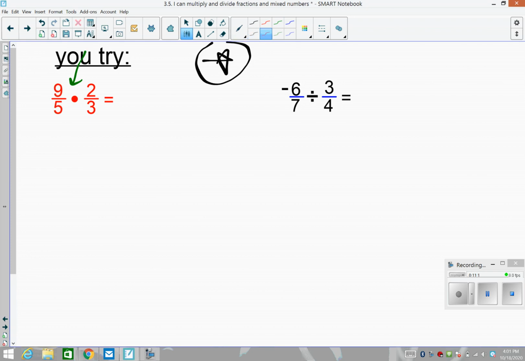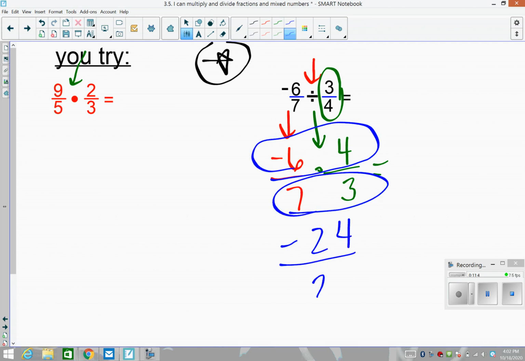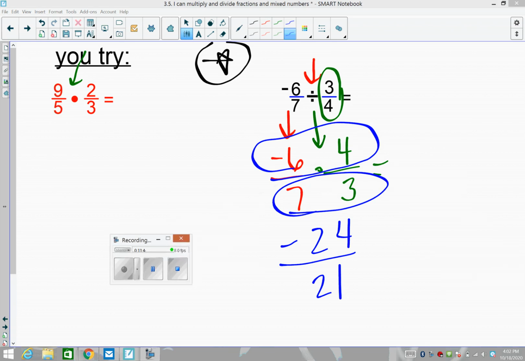Now that you've paused the video and you've given it a shot, coming back in the game, you see division, you should be thinking, oh boy, I got to change that to multiplication by the reciprocal. So we're going to leave the first fraction alone. We're going to change this to multiplication by the flip, the reciprocal. Now I do see a cross cancel, a shortcut there, but I'm not going to do it. We're going to multiply the tops, multiply the bottoms.